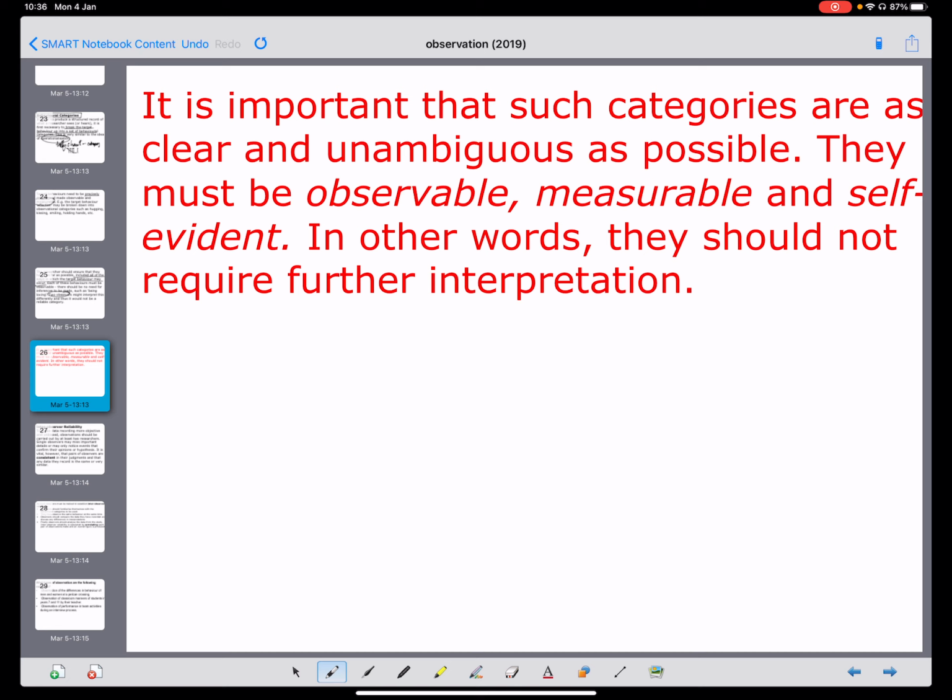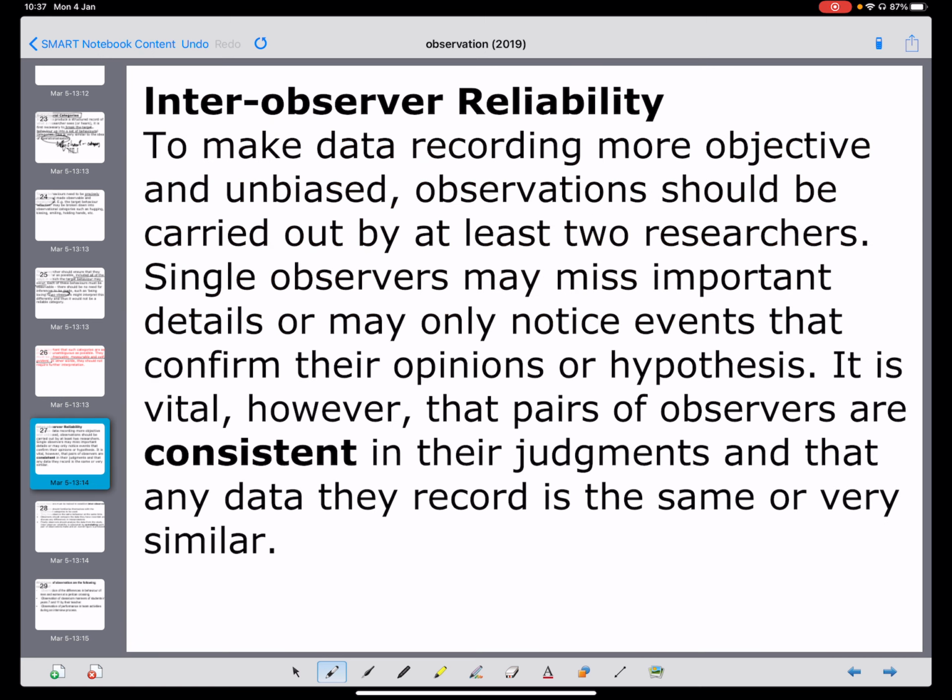We do have a goal for every observation that they must be observable, measurable, and self-evident. And behavioral categories are what help define whether the observation has been reliable or not. Now, there's something specific about reliability in observation. It's called inter-observer reliability. We also have inter-rater reliability, which is the key to understanding whether observations have been reliable.